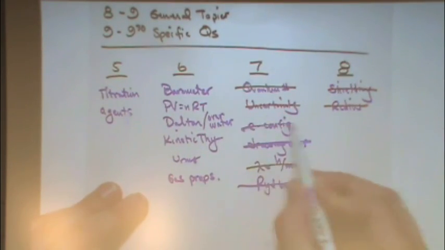We're doing electron configurations, and then we'll finish chapter 7. There are two ways we can do an electron configuration question.